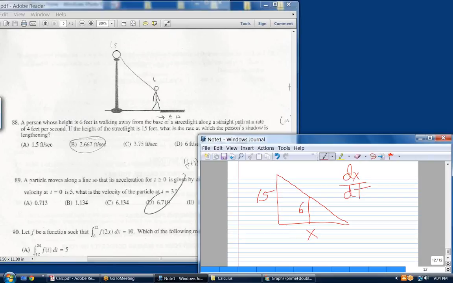Dx dt would be the change in the rate of x. Right now, x is the measurement from the light pole to the end of the shadow. If we want to know, as this person walks to the right, what the end of the shadow does, it goes to there now.